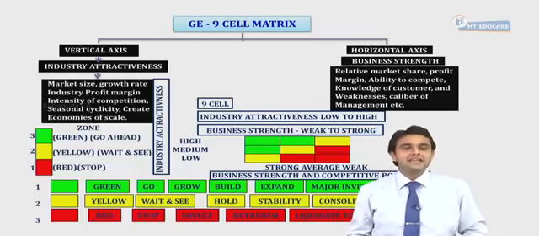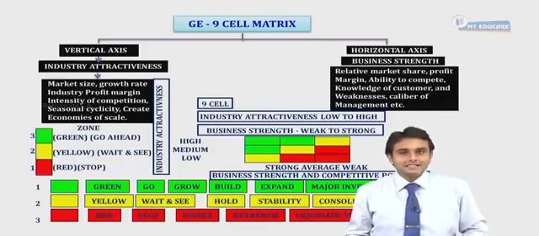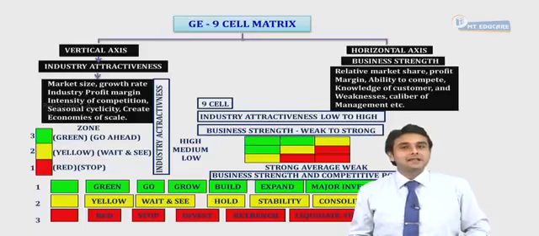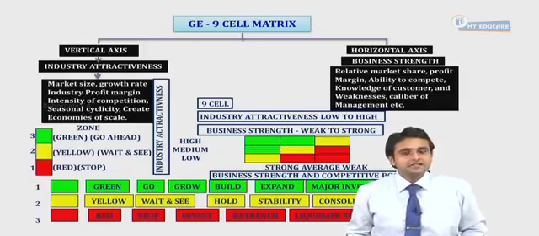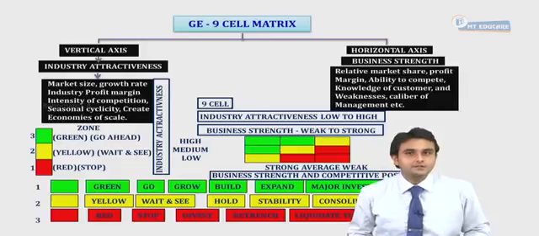Now here, the x-axis simply refers to the business strength and the y-axis refers to the industry attractiveness. So my business strength should be strong, that is obviously favorable, that is a desirable situation, and my industry attractiveness should be high, that is, the industry in which I am functioning or the product is functioning. So the BCG matrix and the GE matrix are in a way connected in this way.